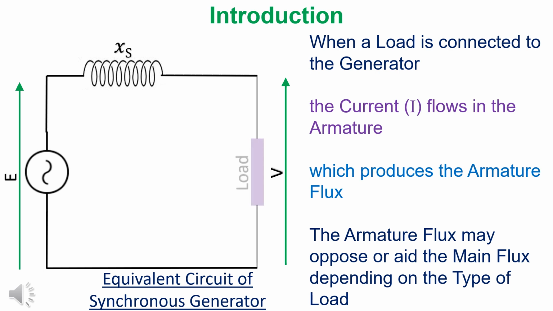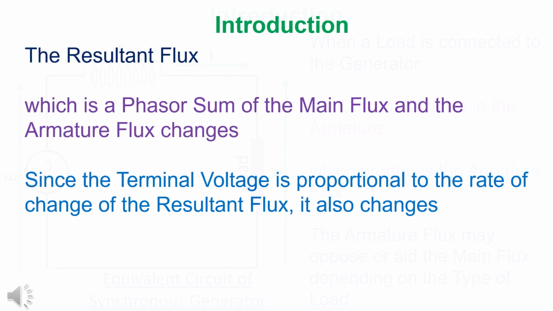When a load is connected to the generator, armature current flows. It produces armature flux. Armature flux combines with the main flux to produce the resultant flux. The resultant flux decreases or increases depending on the type of load. Since the terminal voltage is proportional to the rate of change of the resultant flux, it also decreases or increases.